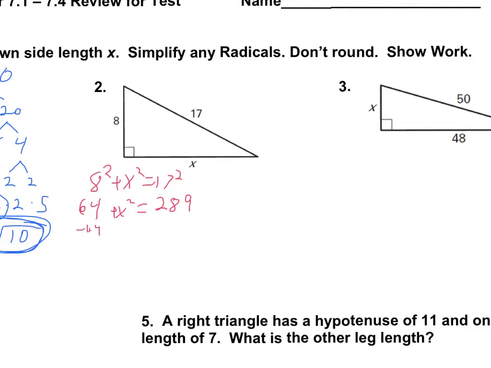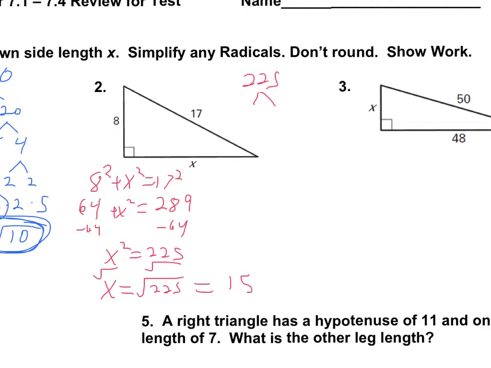So then we'll subtract 64. And we get 225. Alright, take the square root. And before you just automatically start splitting up 225, if it's a number that you're not familiar with, especially a bigger number, try just taking the square root of it. And if you type into your calculator square root 225, it's actually going to come out evenly to 15. And so we didn't round. We did show our work. That is the answer.